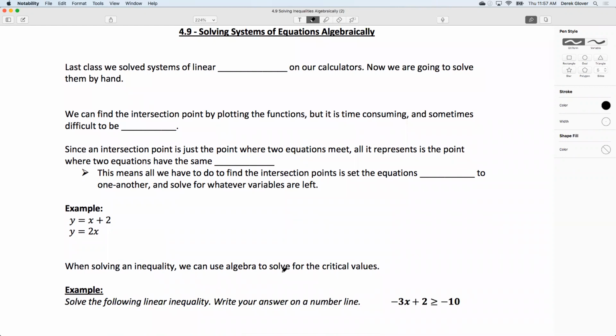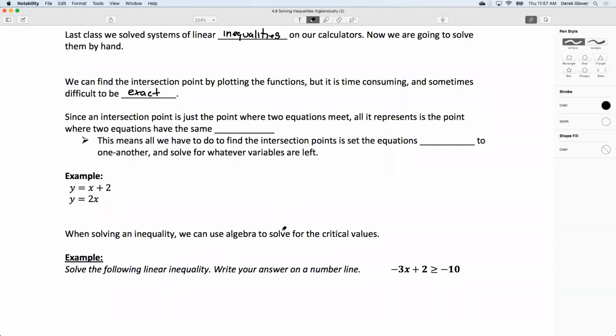Last class we solved systems of linear inequalities on our calculators. Now we're going to solve them by hand. We can find the intersection points by plotting the functions, but it is time consuming and it's sometimes difficult to be exact. We can get really close to our answer, but a lot of times when you use technology, what you're doing is approximating and you're not going to get the exact answer.